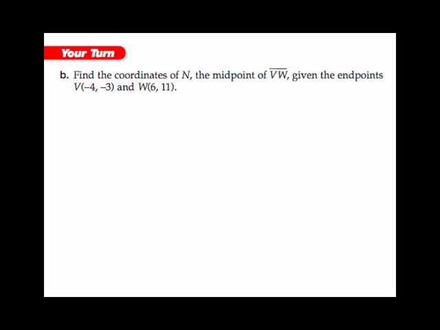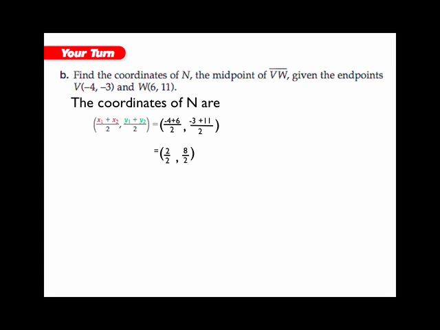You try it. Go ahead and work with the endpoints -4, -3, and 6, 11. Pause the movie, and when you've got the solution, hit play again. The coordinates of N, your midpoint, again, we're going to add the x values, divide by 2, add the y values, divide by 2. We end up with the point 1, 4. Did you get it?